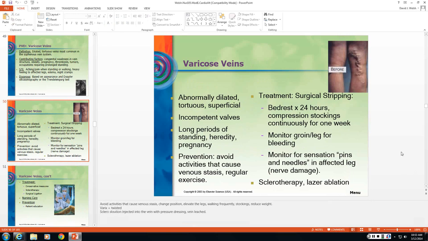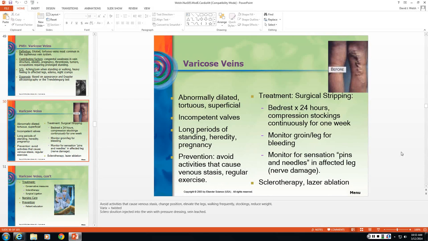Alright, so varicose veins usually are going to be abnormally dilated, tortuous, superficial. They're going to have incompetent valves. It could be caused by incompetent valves. Long periods of standing, heredity, pregnancy, all these things contribute to that. Prevention, basically you want to avoid activities that cause venous stasis, so you want to promote regular exercise.